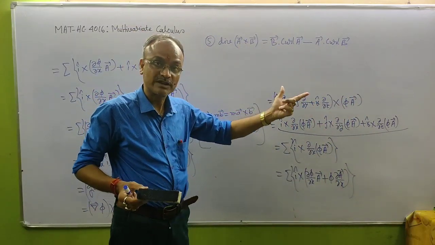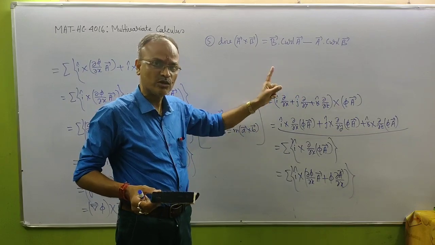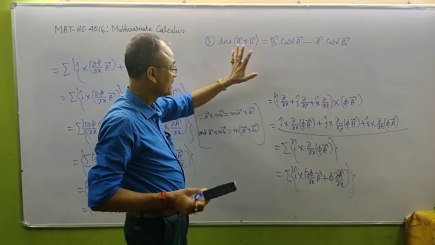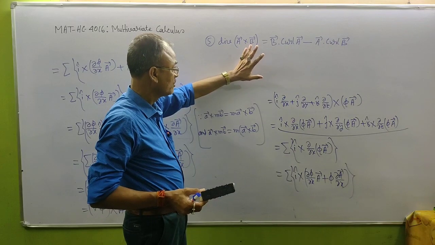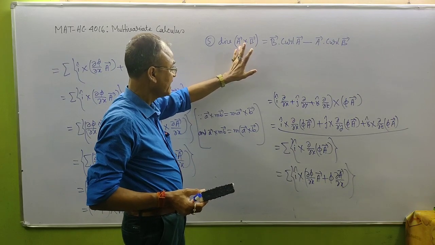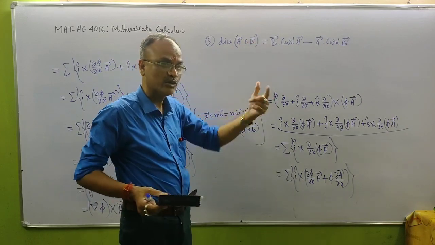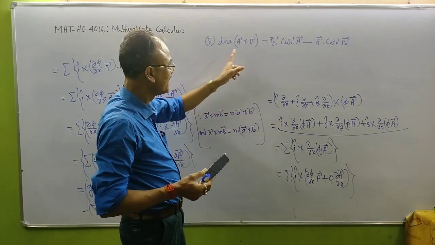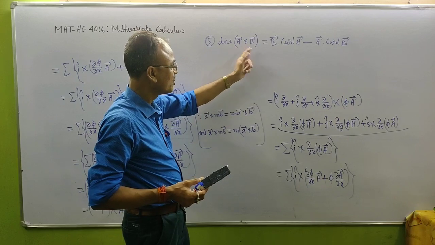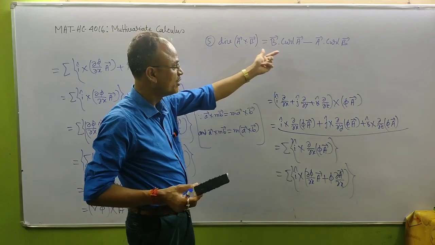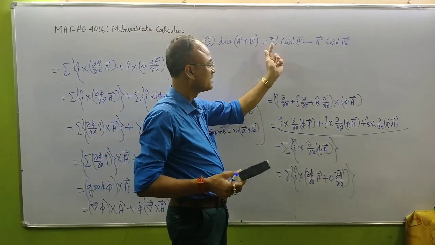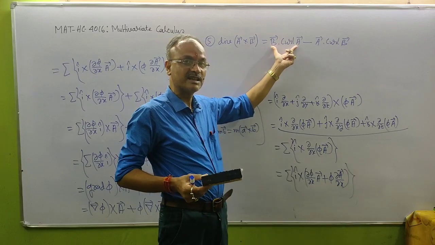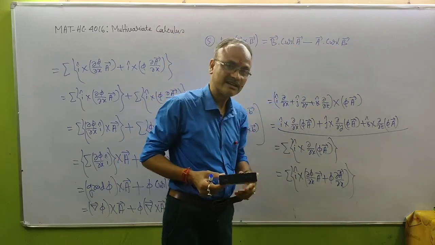A dot B is equal to B dot A, but A cross B is not equal to B cross A. A cross B is equal to minus B cross A. A vector dot B vector will be equal to B vector dot A vector. But the divergence of A cross B, the dot product of these two vector quantities, is a scalar quantity. It is scalar, like that.